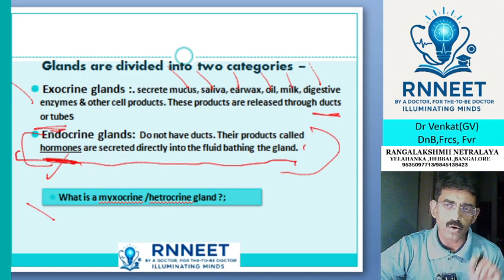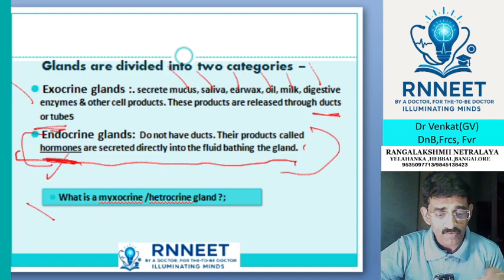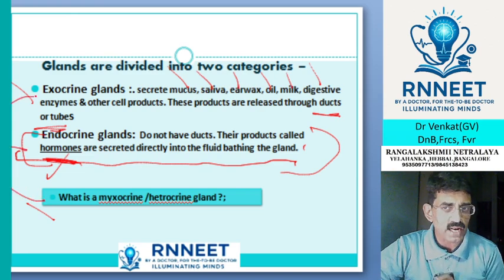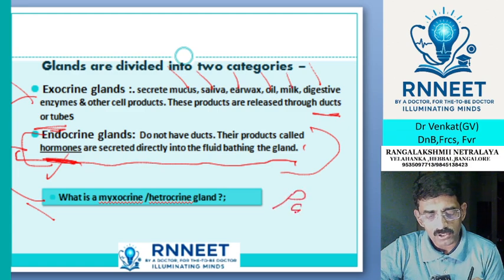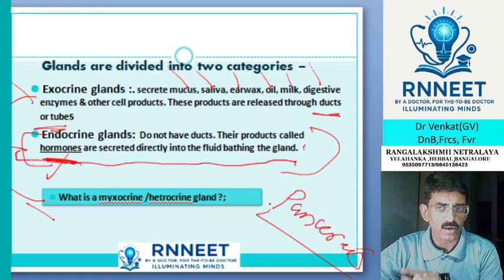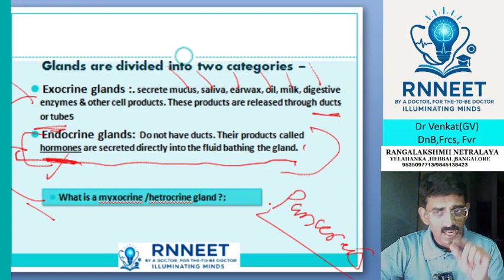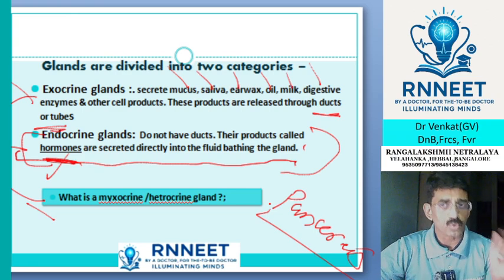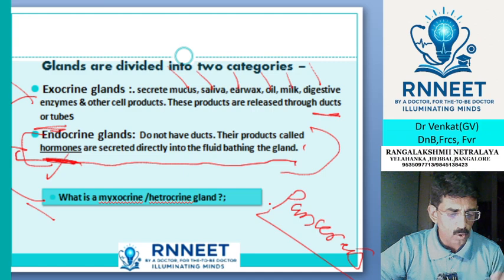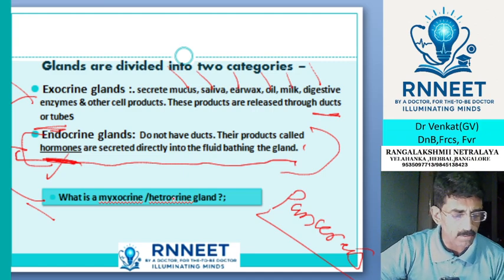So what is a heterocrine or a mixocrine gland? It is one which behaves both as an endocrine and an exocrine gland. Which gland is that? The pancreas. The pancreas is the only gland which is both exocrine and endocrine. It produces insulin, and it produces digestive juices. Digestive juices come out through the duct, so it's partly exocrine, whereas insulin and glucagon, which are produced by the pancreas, are endocrine. So that way it's called a heterocrine or a mixocrine. It's a mix.